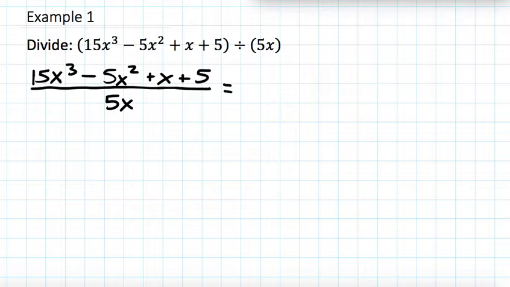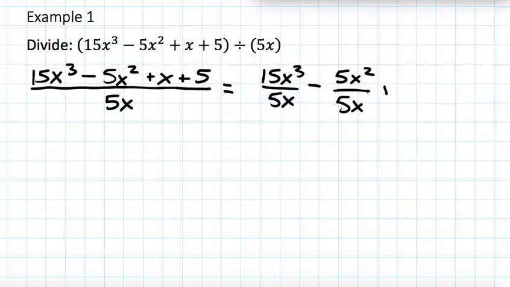Now I'm going to do like I did in the last problem where I'm splitting it up so that each term from the top is written over the denominator separately. So they're each going to be written over 5x, and then for the signs, I want to make sure that the sign in between is the sign that's there. So between 15x to the third and 5x squared, there's a minus sign.